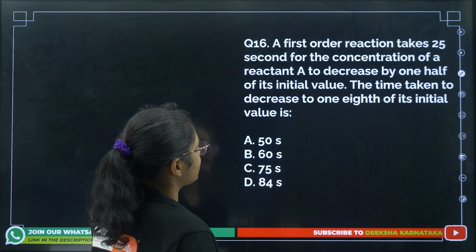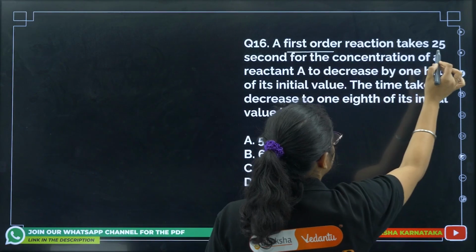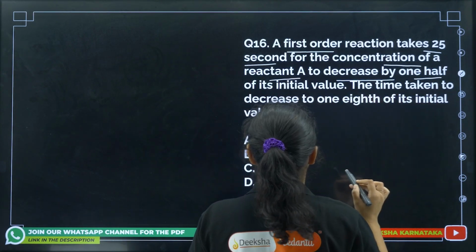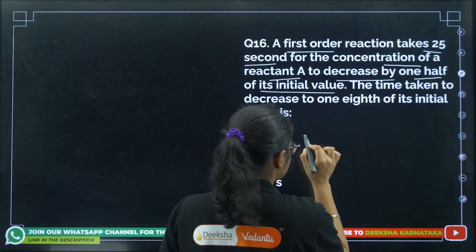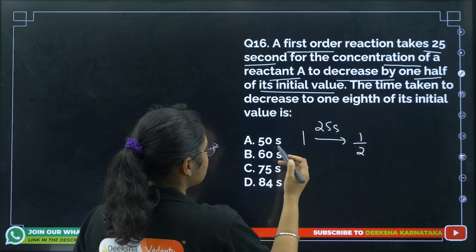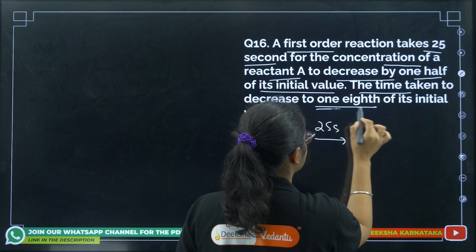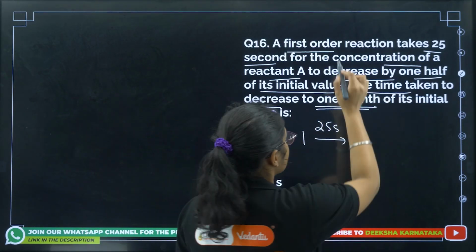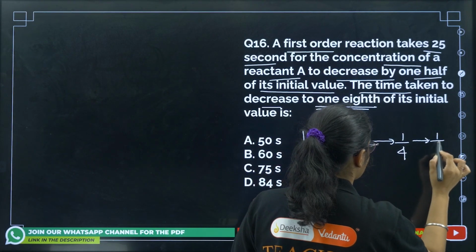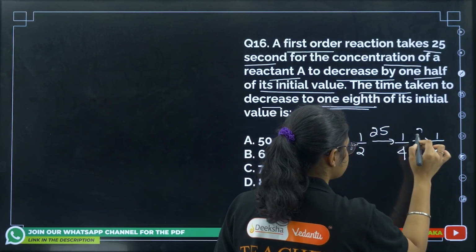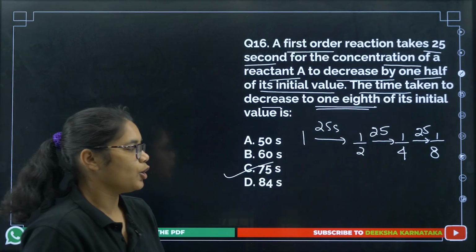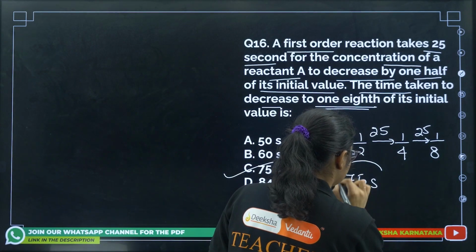Next, a first order reaction takes 25 seconds for the concentration of a reactant to decrease by 1/2 of its initial value. So suppose it is 1 initially, now to become half it takes 25 seconds. Now the time taken to decrease to 1/8 of its initial value. So see, first order reaction means the half-life is independent of the initial concentration. So 1/2 to 1/4, 1/4 to 1/8. So this will also take 25 seconds, this will also take 25 seconds. The total time here is 75 seconds. Right? Correct answer is option number C, that is 75 seconds.